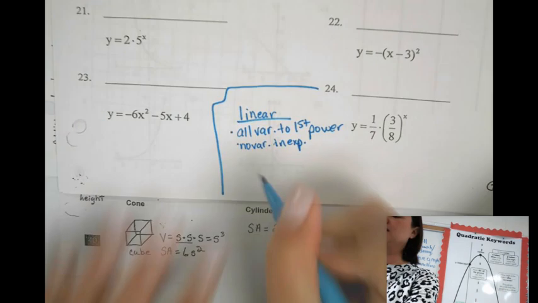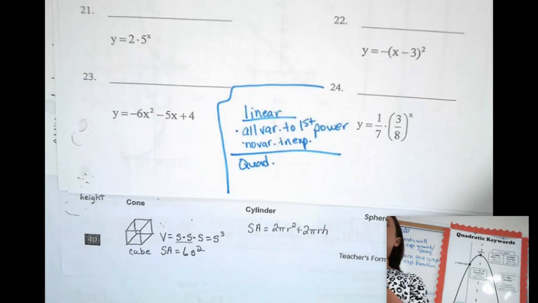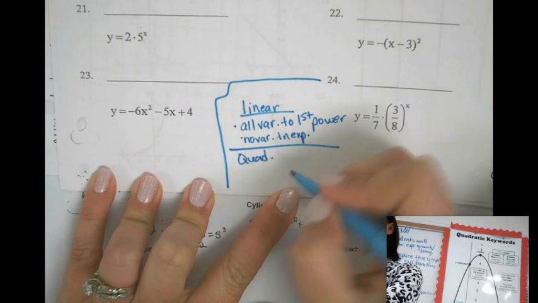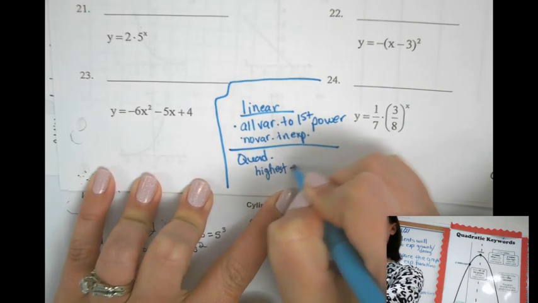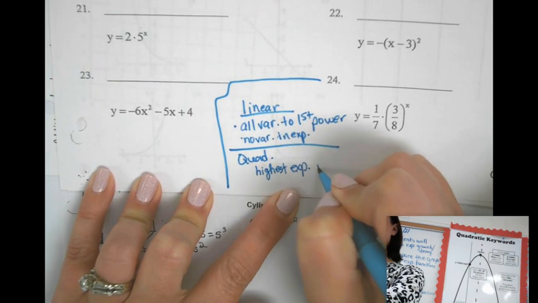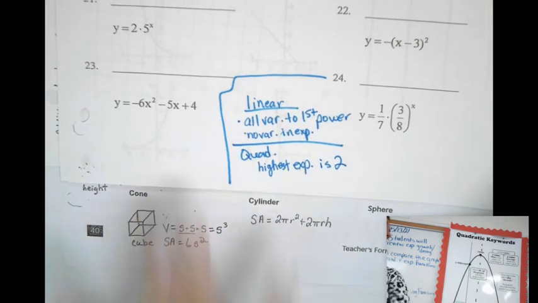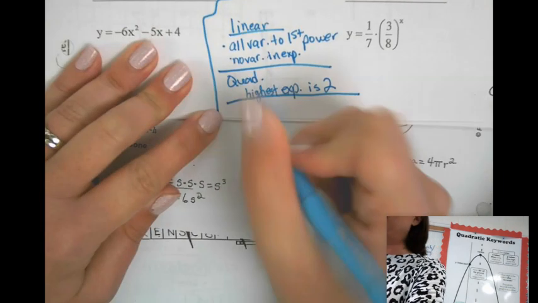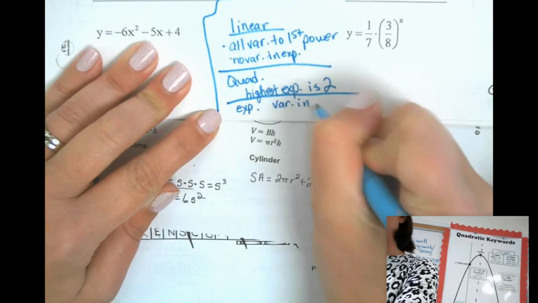So that's linear. How do I know if something's quadratic? The highest exponent is what? 2. It's quadratic if the highest exponent is 2. And then the one that should be most recent in your mind, how do I know if something's exponential? Variable in the exponent.